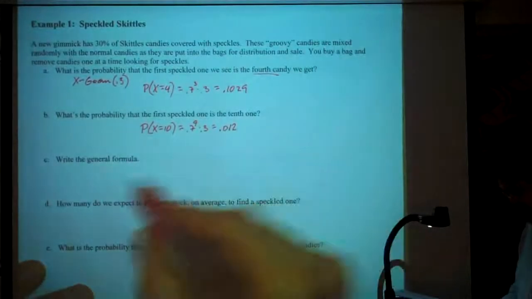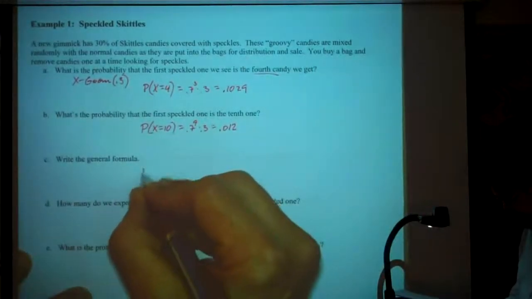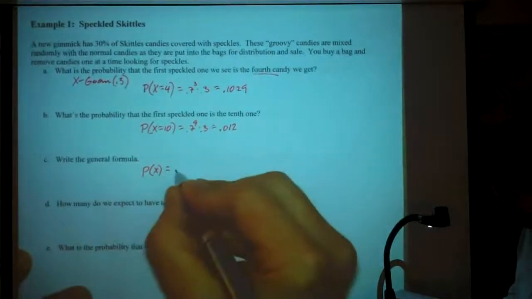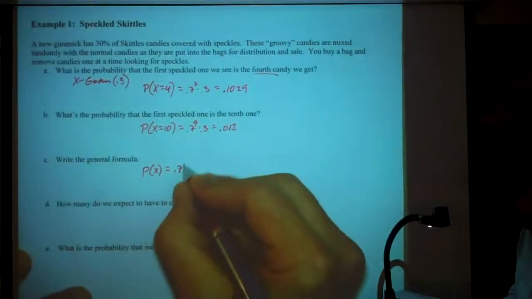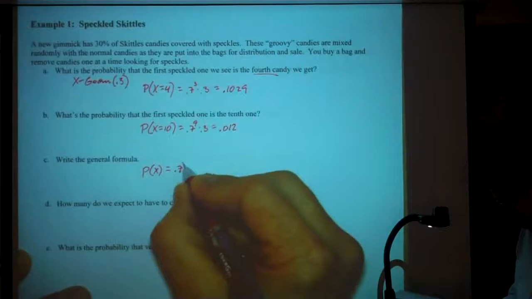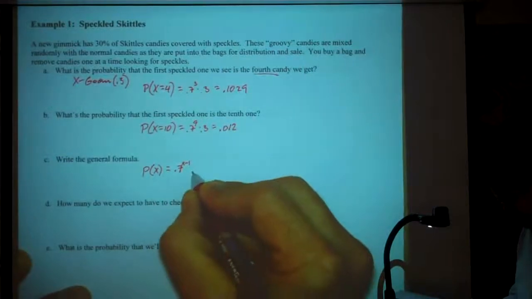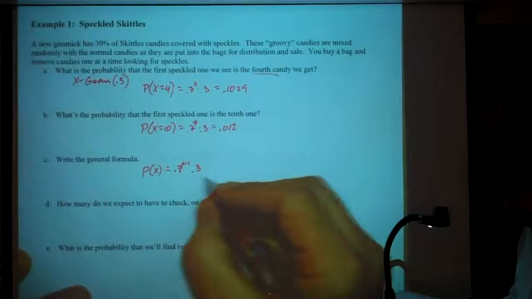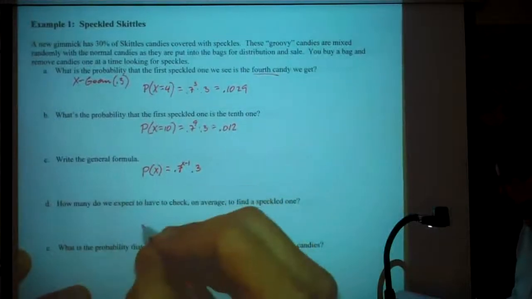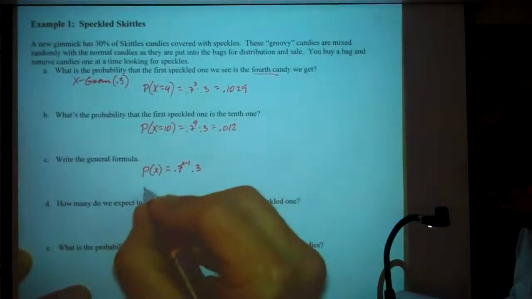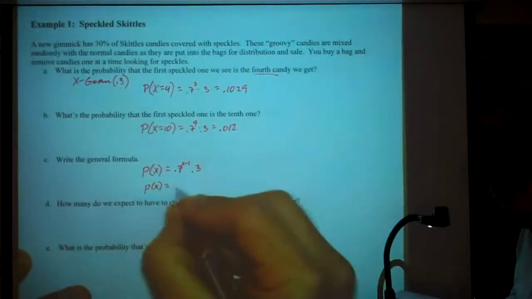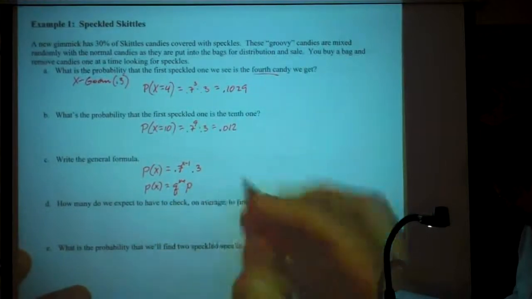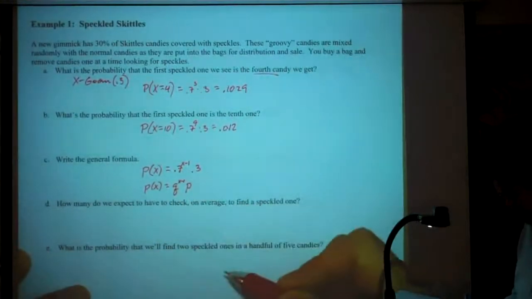So there's only a 1% chance that the first speckled one we see will be the 10th one we pull out. Now, what's the general formula? The general formula, or the PDF, is P of X equals 0.7 to the X minus 1 times 0.3 to the 1 power. Because if you remember, the general formula for geometric distributions is Q to the X minus 1 times P. Well, there's Q, there's P.